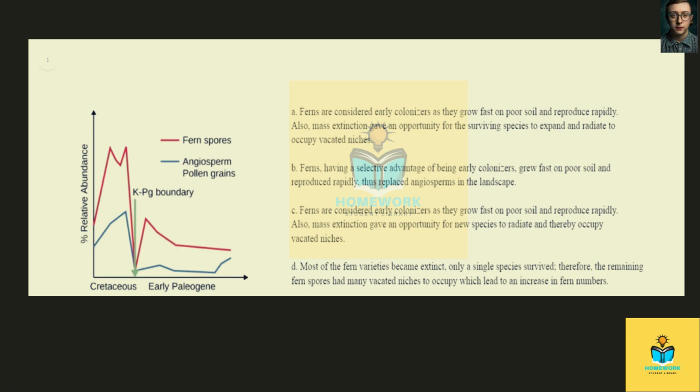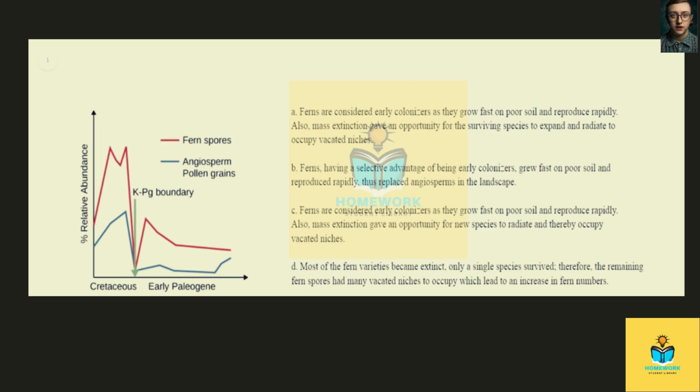Problem 45 gives us a graph of the relative abundance of fern spores and angiosperm pollen grains throughout the Cretaceous and early Paleogene time periods. And it shows a distinct drop in the percent relative abundance in between these two periods during this boundary, and then a sharp rise in the number of fern spores, but not a sharp increase in the number of angiosperm pollen grains. It asks us to propose reasons for the observed increase in fern spores following this mass extinction that occurs here. And it gives us 4 options to choose from.